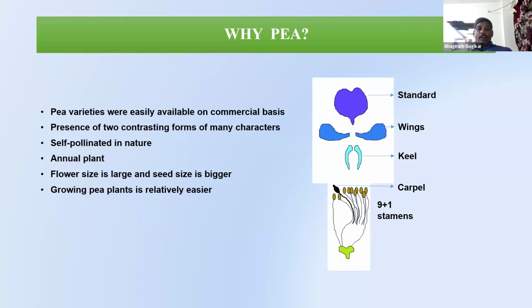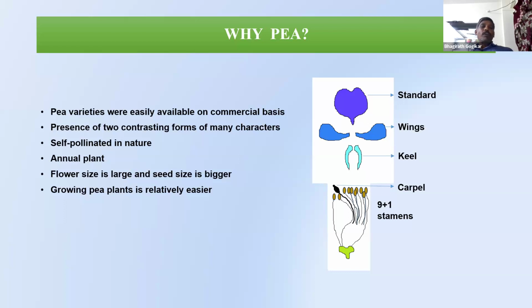And the flowers of the pea plant are naturally self-pollinated. So that is also an advantage for these experiments. Moreover, this plant is an annual plant. That means a few months are enough to complete its life cycle, 6 months or sometimes above 6 months. That's why he carried out the hybridization experiments by selecting this annual plant.